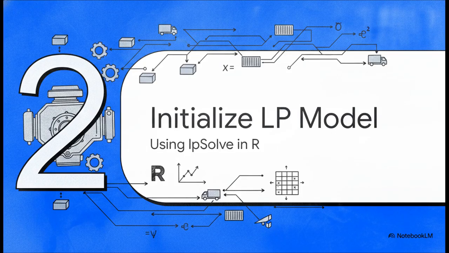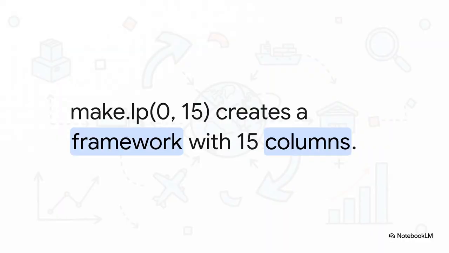Moving on to Section 2, initializing the LP model. Now we need to actually build the engine block. We do this using the lpSolve package in R. We kick things off with this specific function, make.lp. It takes 2 arguments. The first is the number of rows, or constraints, which we set to 0 for now because we haven't built our guardrails yet. The second argument is the number of columns, which is our sources multiplied by our markets. 3 times 5 is 15. So we're basically telling R to set up 15 columns.